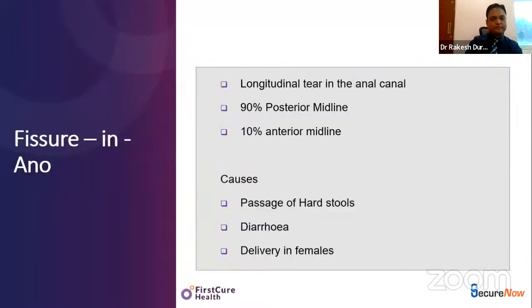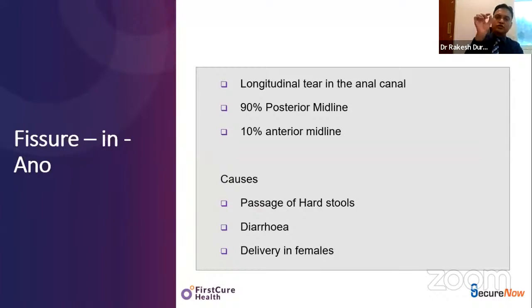Now, that was the treatment about the hemorrhoids. Now we come on to the fissures. What is a Fissure-in Ano? A fissure is kind of a crack in the wall of our back passage. Along with that, there is a sentinel pile, an extra skin tag which hangs out of it. So that is called a Fissure-in Ano.